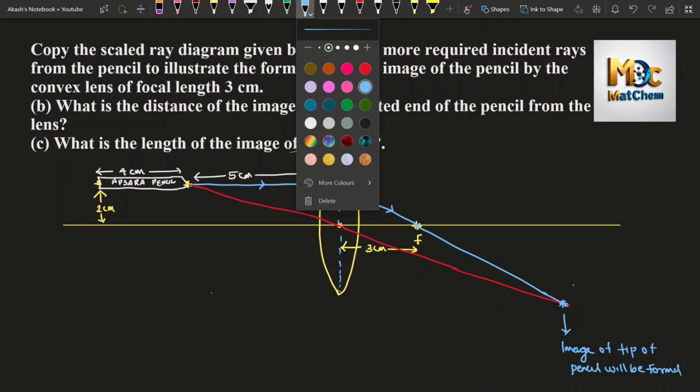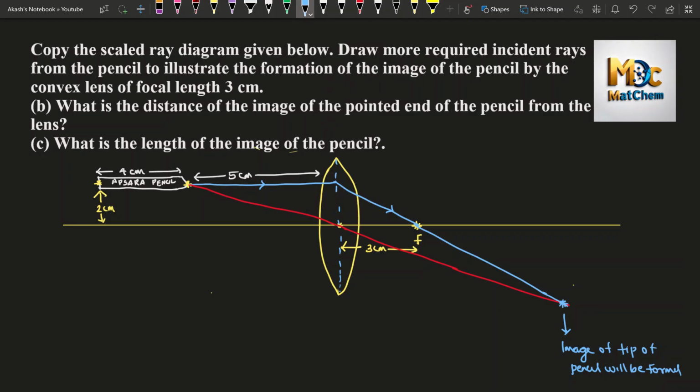If you're considering the end of the pencil, from the end of the pencil, consider a ray which is parallel to the principal axis. That would be the same ray, so this same blue ray will be there. We need one more ray. So for that purpose, we will consider one ray from the end of the pencil passing through the optic center. It will not undergo any refraction.